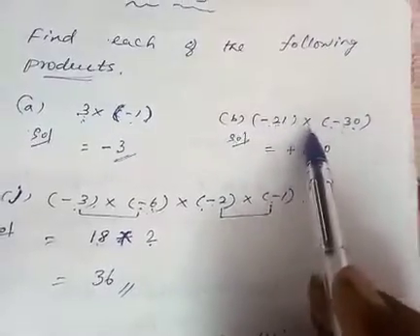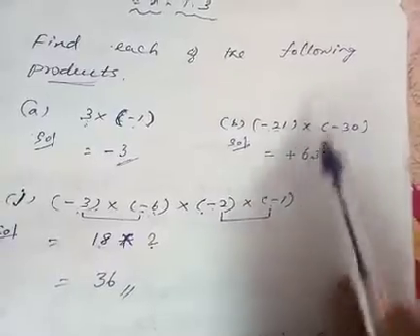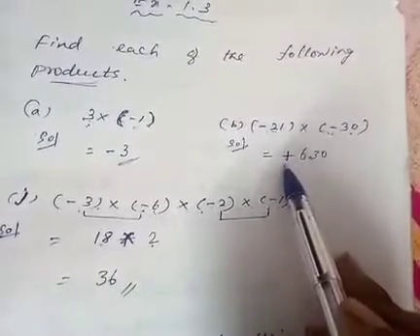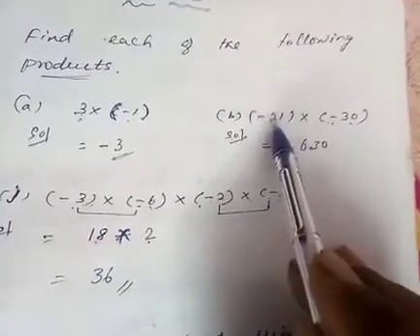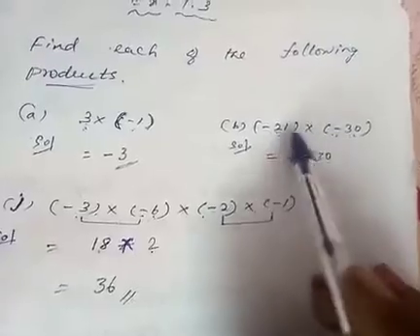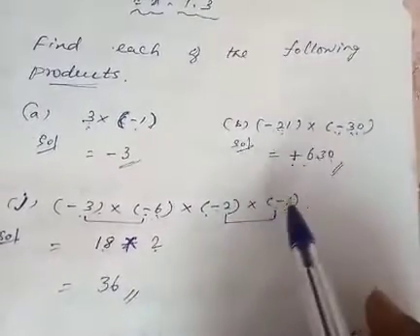Minus 21 into minus 30. Here the product of two negative integers is a positive integer. The product of two negative integers, the answer is a positive integer. Now we multiply 21 into 30. 21 into 30, here put 0. 1 3 is 3. 3 2s are 6. So the answer is 630.